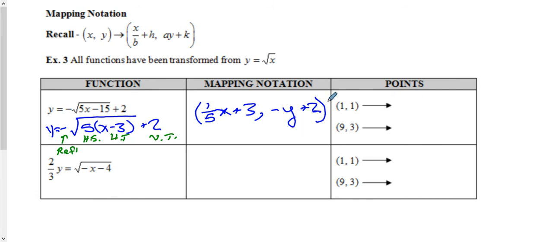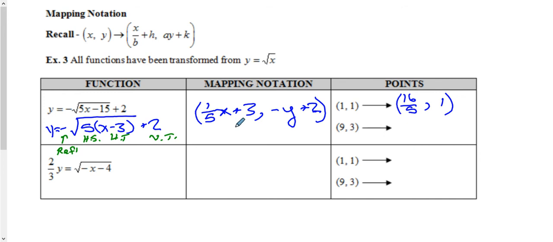For my coordinates here, I just substitute 1 and 1 in for x and y, and I end up with the following. So 1 times 1/5 is 1/5 plus 3, and of course that 3 you should change to 15/5. This is now 16/5, and of course I'm going to try my best to keep it as a fraction rather than a decimal. Fractions are just a bit easier to work with. In this case here, it was -1 plus 2 is still +1, and we're done there.